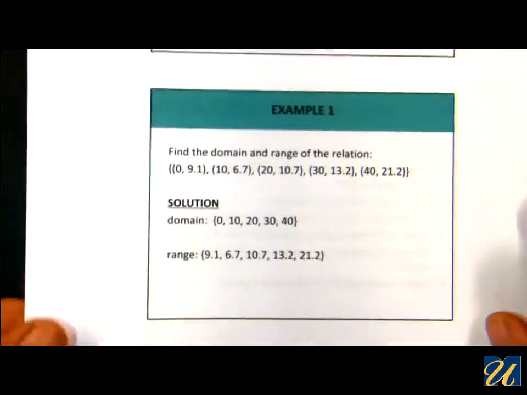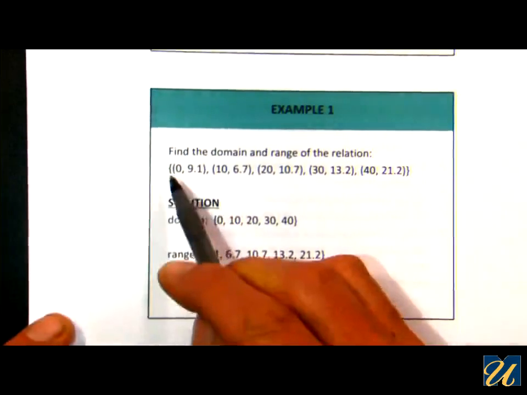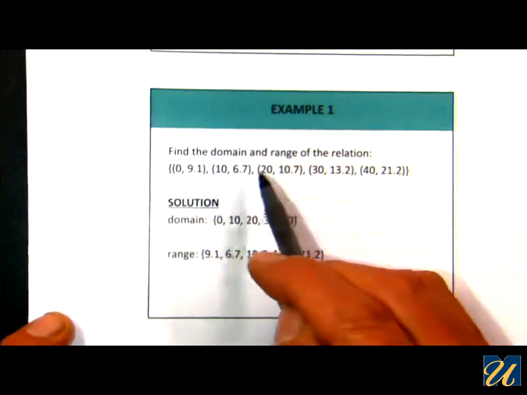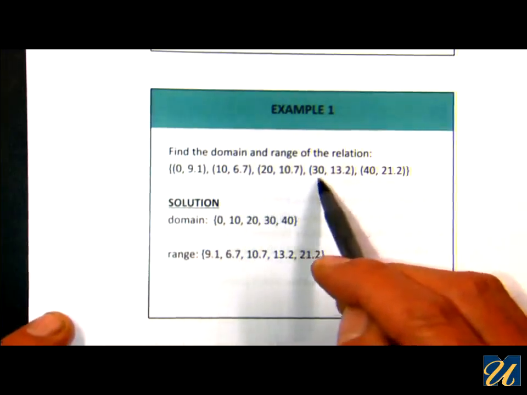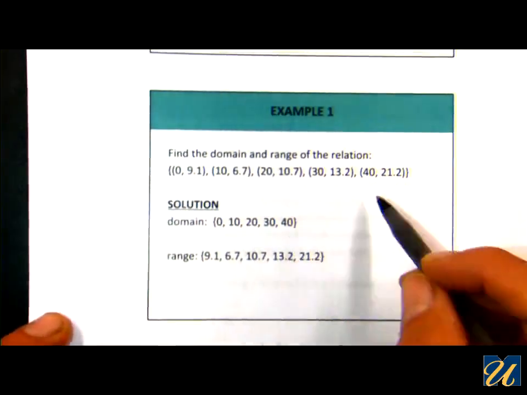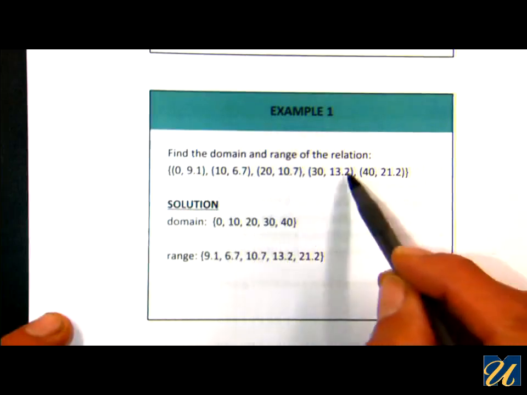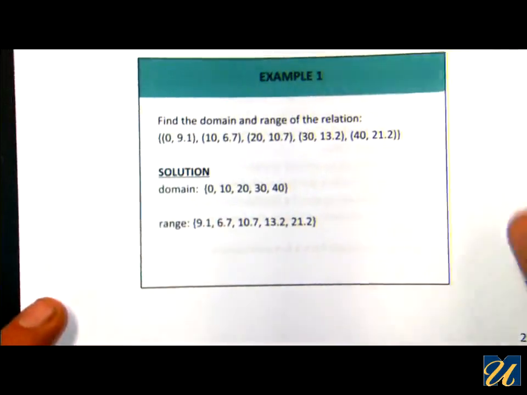For example, here's a set of ordered pairs, and the first components, 0, 10, 20, 30, and 40, represent collectively the domain of the function, and the second component here represents the range of that list of ordered pairs.